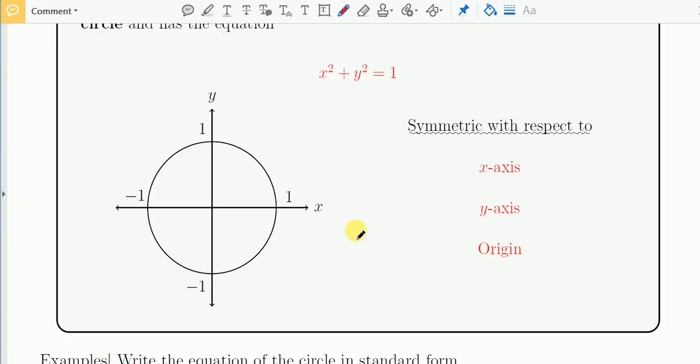And notice that the circle is symmetric in 3 cases: the x-axis, the y-axis, and the origin. So if you flip the circle over the x-axis, you still get the same circle, or over the y-axis, or the origin. So it's very important that you know that the circle has all the symmetry.